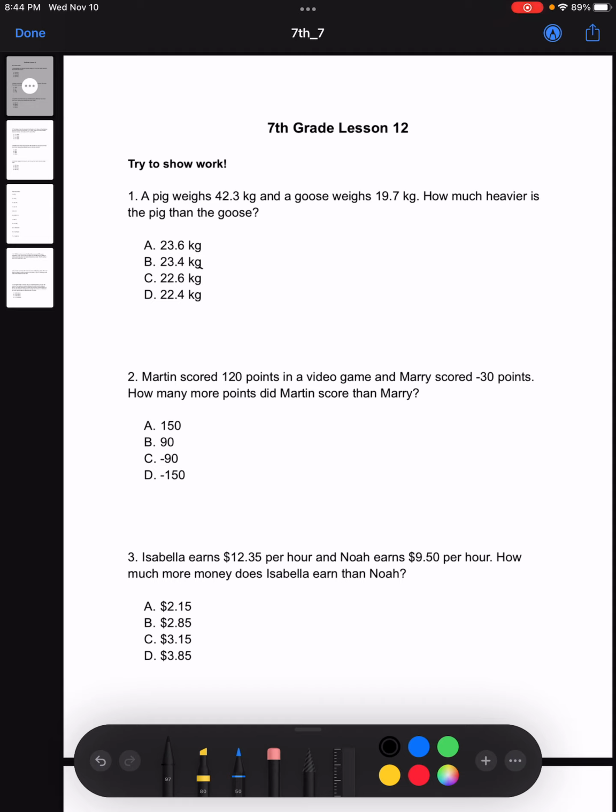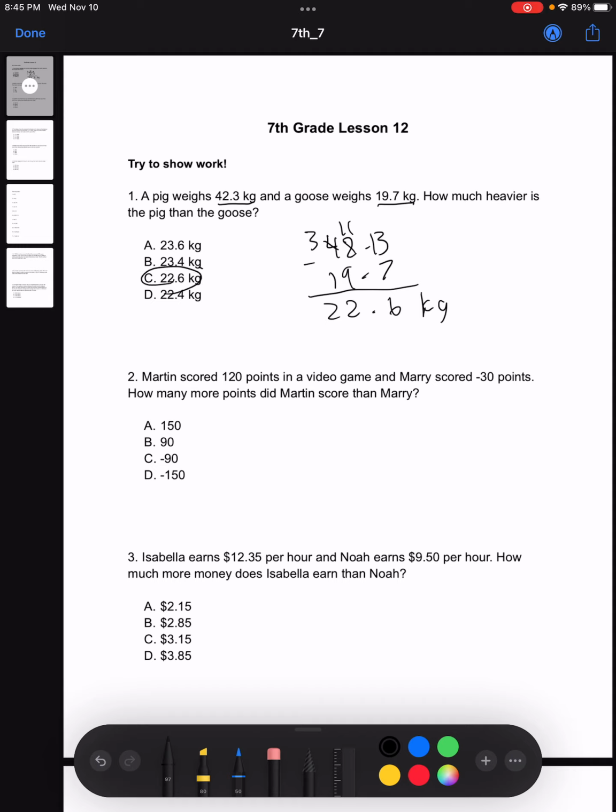Let's get started. Number 1. A pig weighs 42.3 kilograms and a goose weighs 19.7 kilograms. How much heavier is the pig than the goose? Here what we can do is subtract the weight of the goose from the weight of the pig to find how much heavier the pig is than the goose. In other words, this is just a simple subtraction problem with decimals. So if we go ahead and do that, remembering to borrow our numbers, we get that the pig is 22.6 kilograms heavier than the goose. Therefore, our answer would be C.